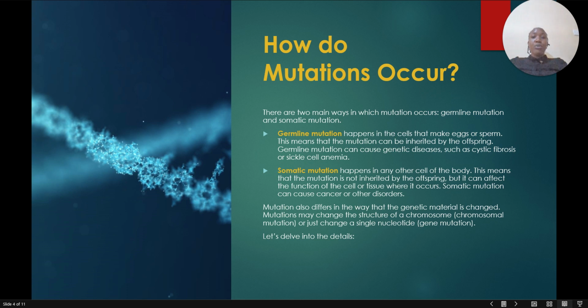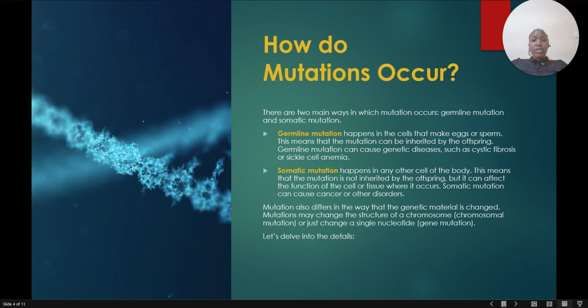How do mutations occur? There are two main ways in which mutation can occur: germline mutation and somatic mutation. Germline mutation happens in the cells that make eggs or sperm. This means that the mutation can be inherited by offspring. Germline mutation can cause genetic diseases such as cystic fibrosis or sickle cell anemia.